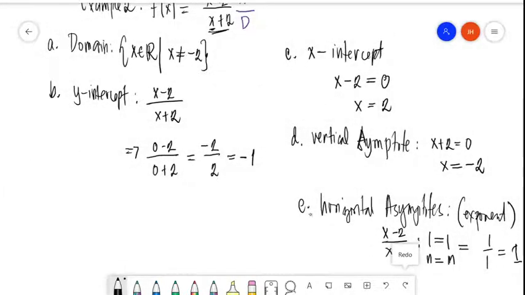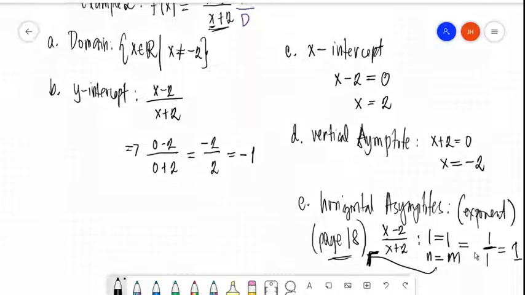Please refer to page 18. Why did we divide by the leading coefficient? Refer to page 18, at the bottom. N is equal to M: the degree of the numerator is equal to the degree of the denominator. That's why we have the leading coefficient of the numerator divided by the leading coefficient of the denominator. So we have 1 as our horizontal asymptote.